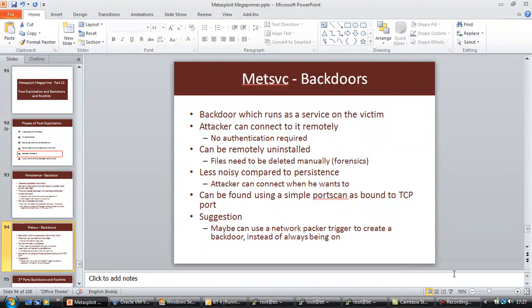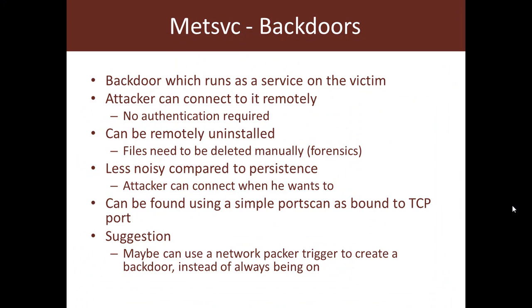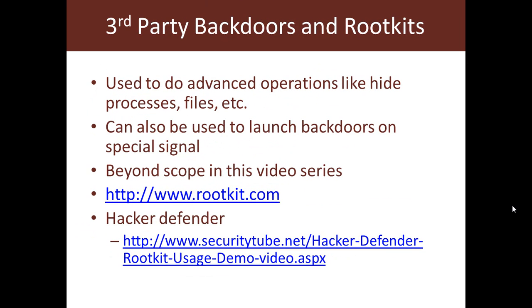Okay, coming back. So these are the 2 backdoors which ship with Metasploit by default. Now you could also install third-party backdoors and rootkits. Rootkits specifically are used to do much more advanced operations like hiding processes and files, and ensuring that, when somebody types in netstat, probably the network connection which the backdoor is using is not shown, the backdoor being bound to 31337 is not shown, etc.